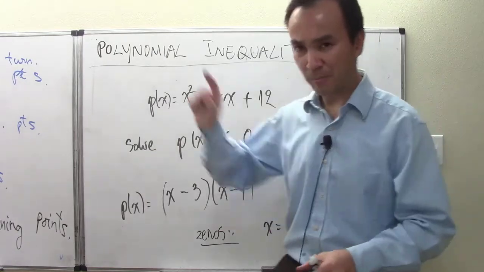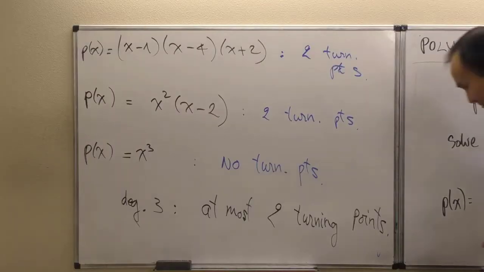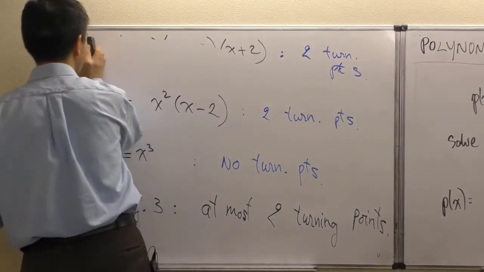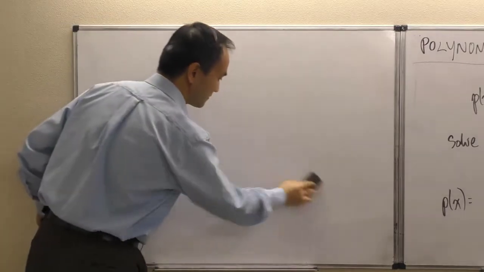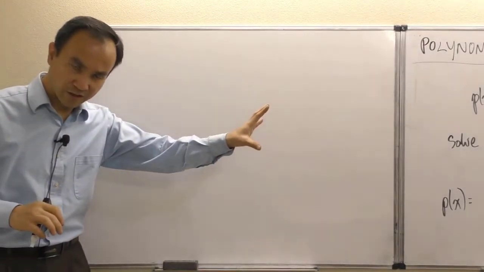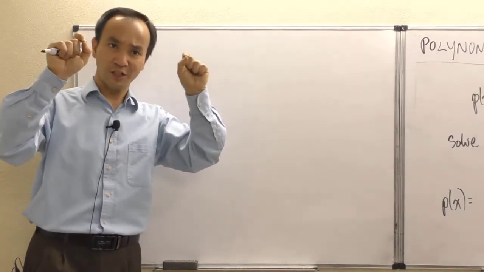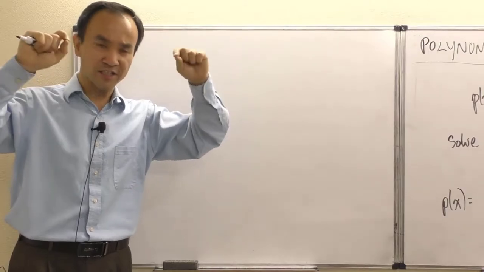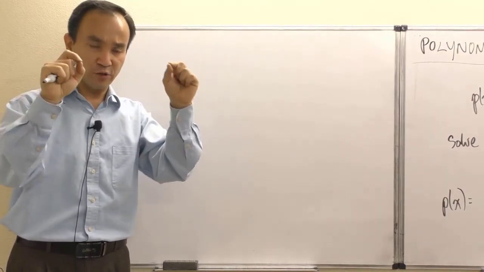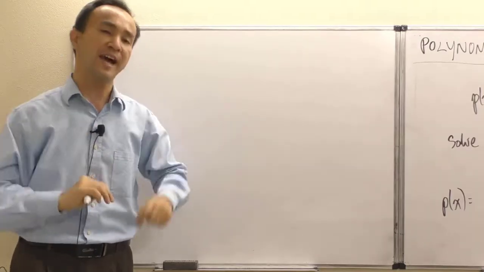Now on my other board, I'm going to show you this technique, because the zeros we found earlier were only zeros. That's where the graph crosses the x-axis. But crossing or intercepting the x-axis, the horizontal axis, is not going below the x-axis or going above the x-axis.